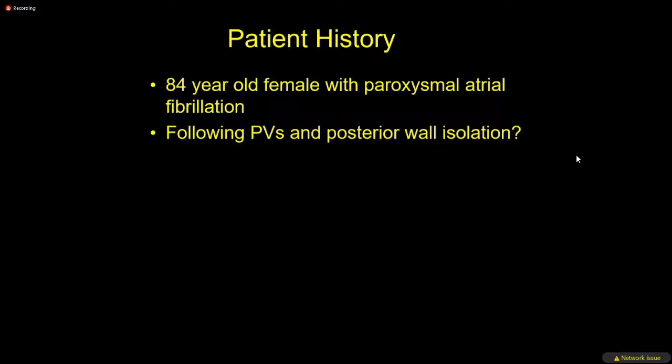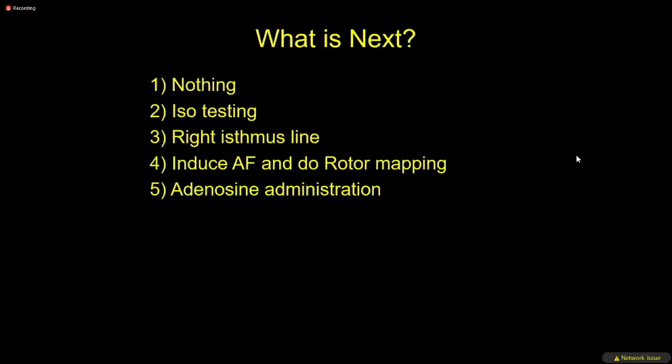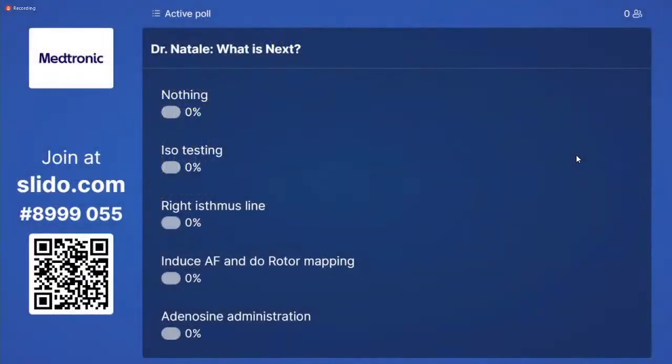So let's move to another case. An 84-year-old female with paroxysmal atrial fibrillation following PV and posterior wall isolation. Nothing, isoproterenol testing, right isthmus.